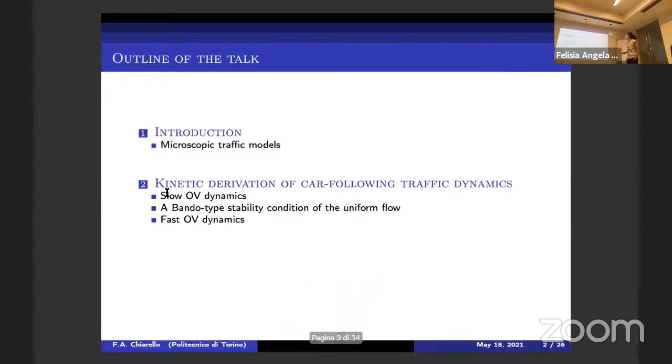So I will start with a short introduction about traffic models. After that, I will talk about the kinetic derivation of car-following traffic dynamics, and I will perform a numerical test at the end.